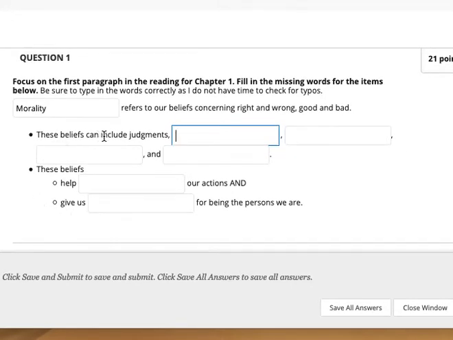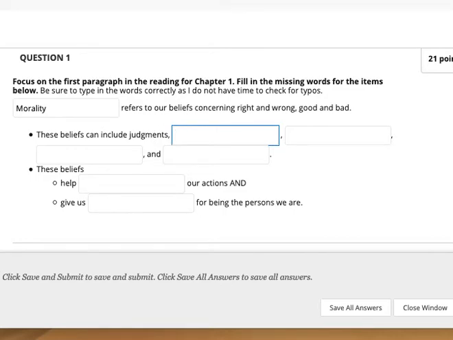These beliefs can include judgments, and then she wants me to type up 1, 2, 3, 4 other things in a list. So I know that she typically presents items in reading-based review in order. Each question will be presented in the order in which I find the answers, but also she presents in order elements within a single question or item. So these beliefs can include judgments.